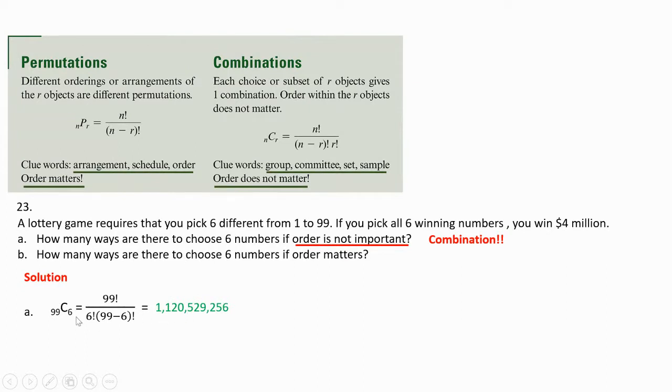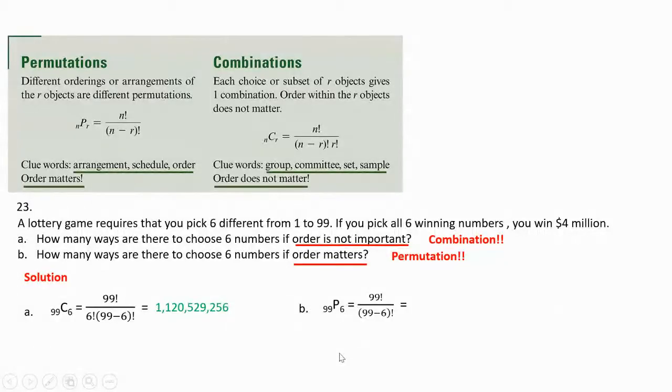And again, I showed how to get the answer by showing the work on the previous recording. But here, you can just plug this in the calculator, 99 combination 6, and it's going to give you this answer here, which is 1,120,529,256. Okay, now for B part. How many ways are there to choose 6 numbers if order matters? So order matters is going to be a permutation. So it's going to be 99 permutation 6. So this is my answer here, guys.